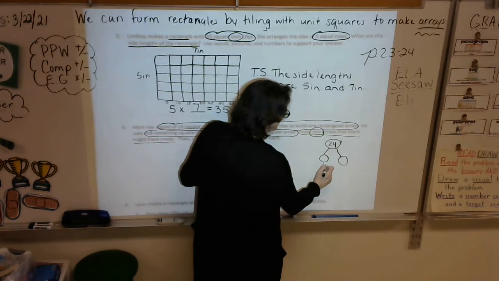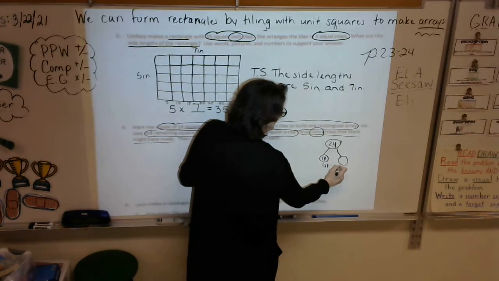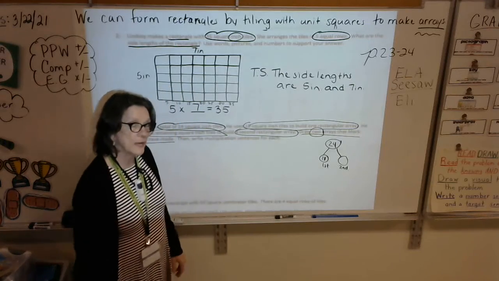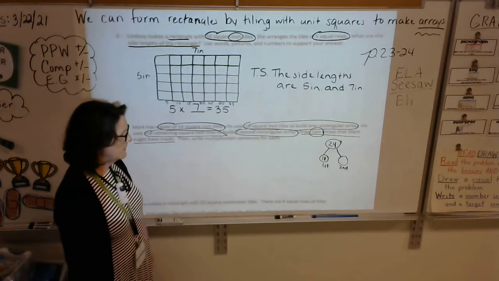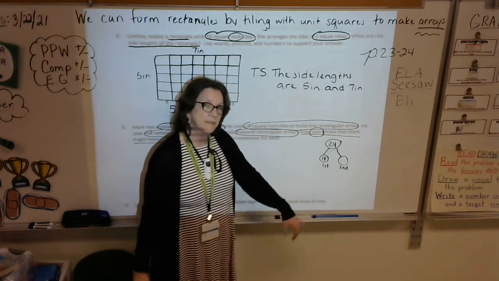Okay, in my first rectangular array, I used 18. And in my second one, well, I don't know what my second one will be, but I can do the math for that. So, some of you might look at this and say, oh, I'm going to add 24 and 18 to get that part.